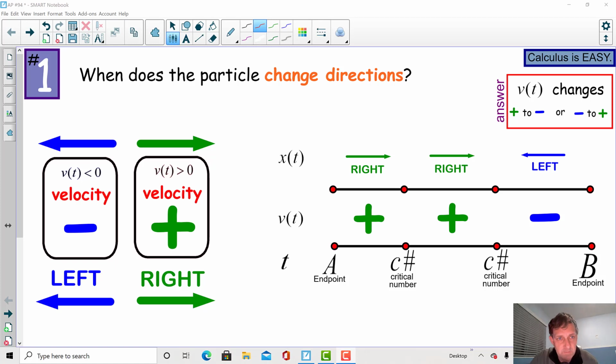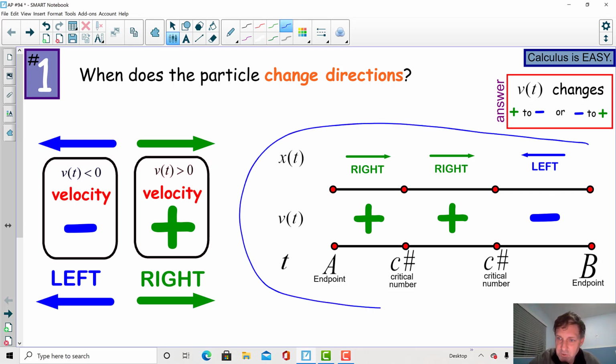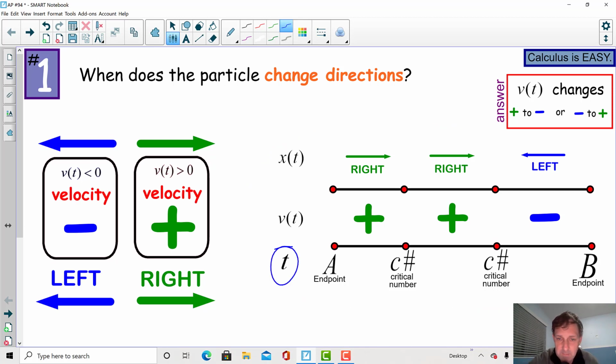All right, for number 1, it says, when does the particle change directions? If you look over here on the right side, you can see that we have our chart filled out for us already. At the bottom, we have all the times. So there's a beginning time called A and an ending time called B. And there are 2 critical numbers in between there. And so that's where our derivative is either 0 or undefined.